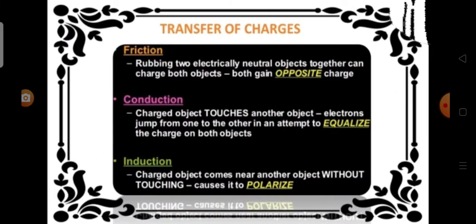Now we see about the transfer of charges. In friction, rubbing two electrically neutral objects together can charge both objects, with opposite charges. In conduction, when a charged object touches another object, electrons jump from one to the other in an attempt to equalize the charge on both objects. In induction, a charged object comes near another object without touching, which causes it to polarize.